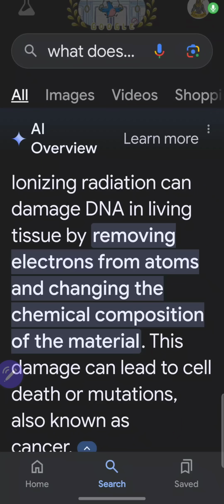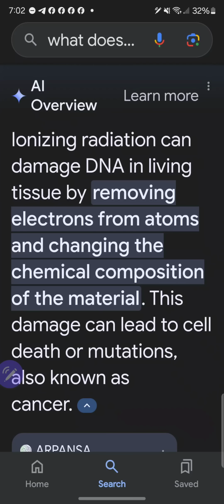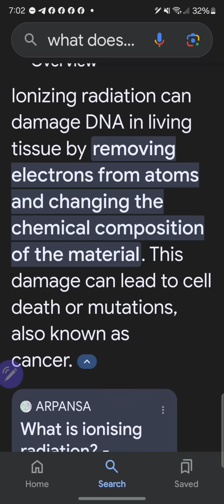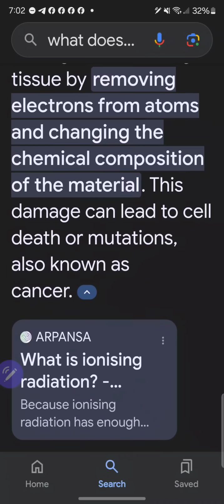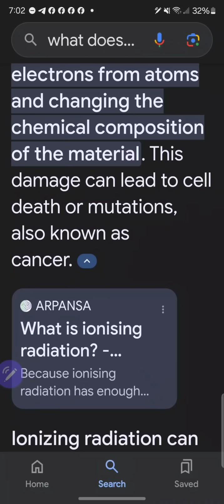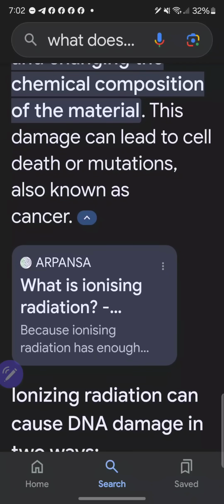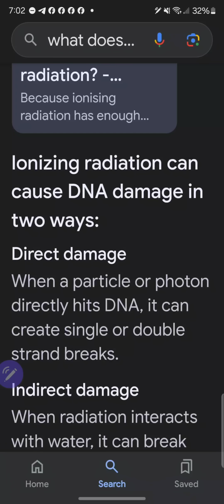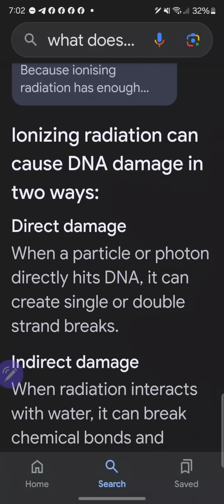Welcome, my people. Ionizing radiation can damage DNA in living tissues by removing electrons from atoms and changing the chemical composition of the material. This damage can lead to cell death or mutations, also known as cancer. Ionized radiation causes DNA damage in two ways.